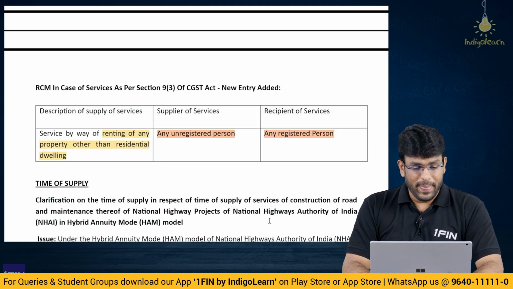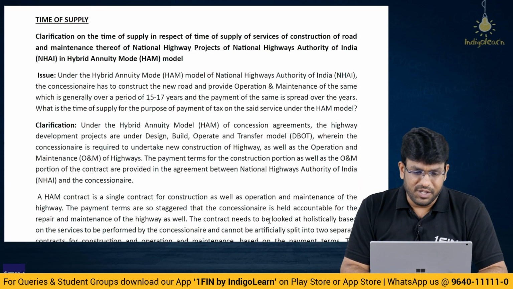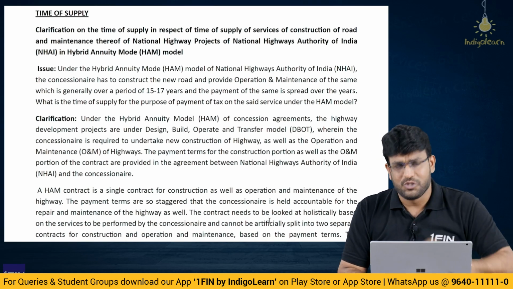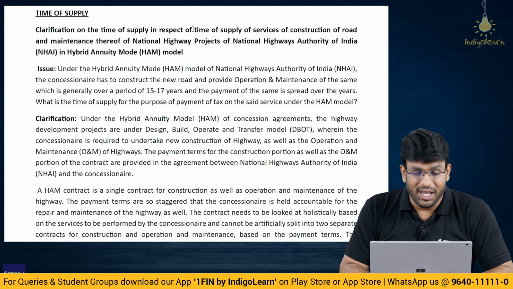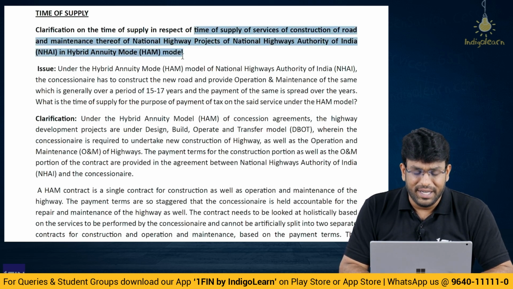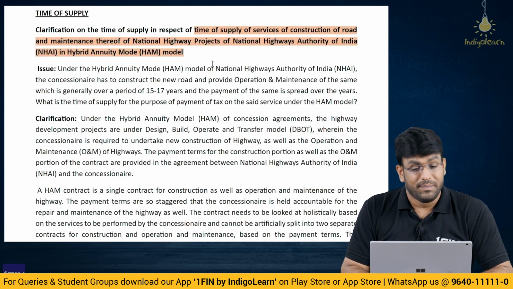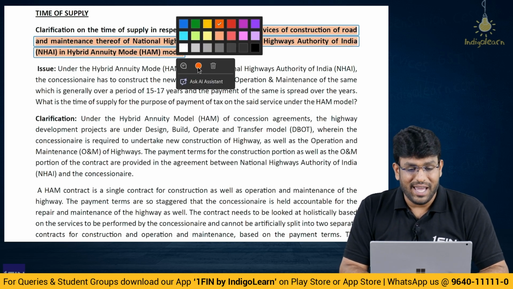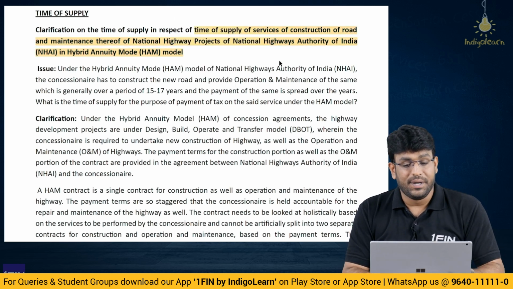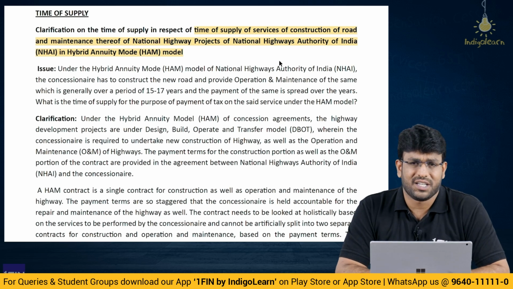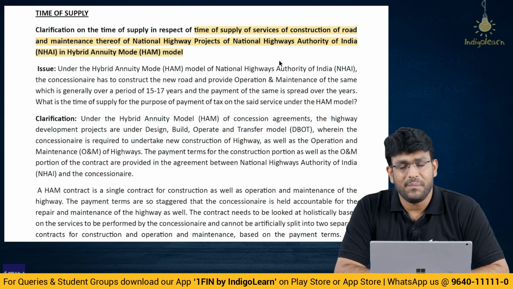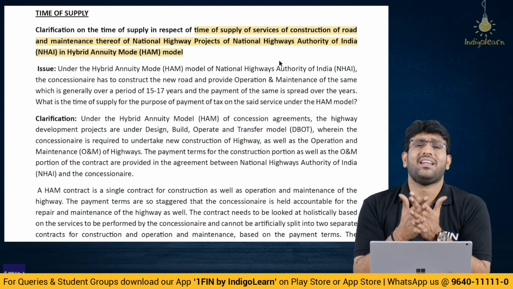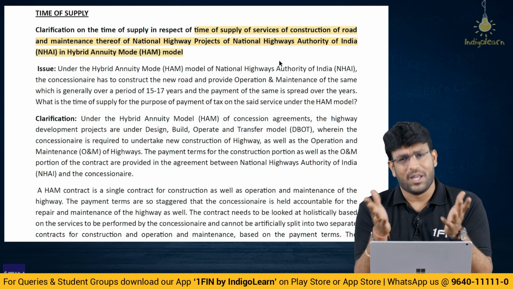Now let's move forward and talk about the amendment in the time of supply topic, my dear friends. Only one interesting amendment, which I have already covered last time also. That is time of supply in respect of construction of road and maintenance of national highway projects. In a HAM model, when I say HAM, I am talking about the hybrid annuity model, where a road is constructed and the road is operated and maintained. This service is provided to NHAI, the National Highways Authority of India, and this is very clearly a contract of continuous supply of service.